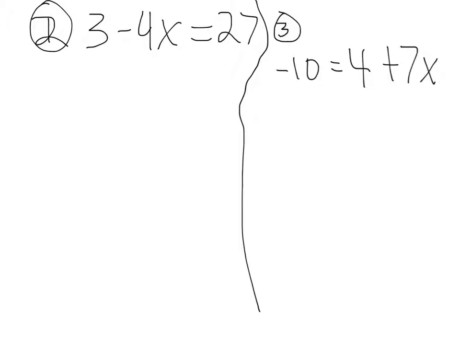So how do I do that? I have to make that positive 3 negative, and that becomes plus 4x, and that will equal negative 27. So once again, I need to isolate 4x.